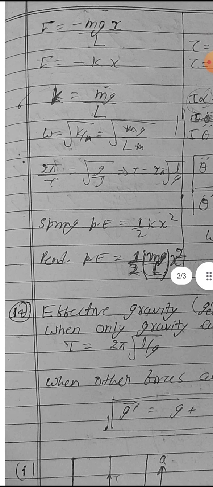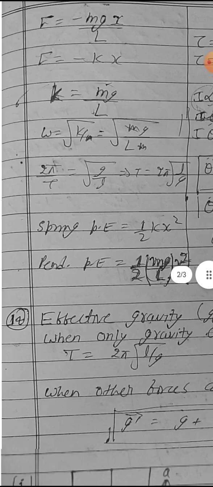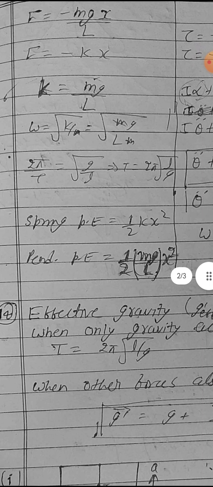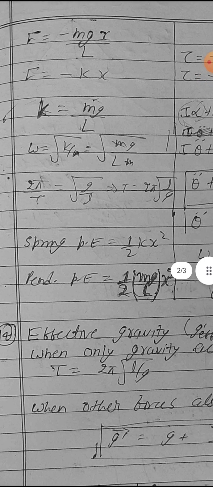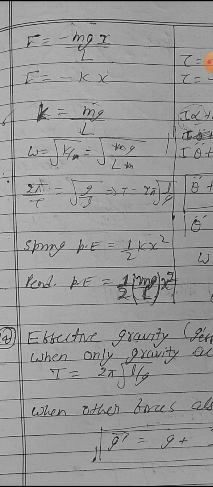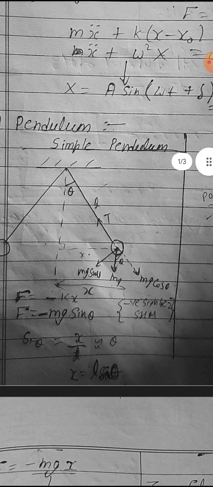So time period of SHM, we are getting it 2 pi into under root L by g, the very familiar equation which you must have heard in your junior classes also. Now what about the spring potential energy? Half kx square, and k equal to mg by L, you have to always remember. Spring potential energy is half kx square, and pendulum potential energy is half mg by L into x square. So this was all about simple pendulum.